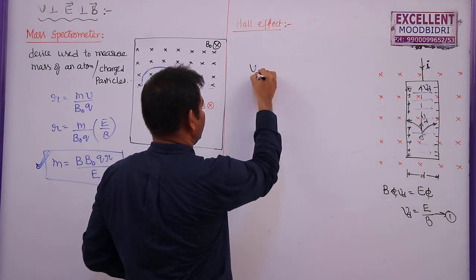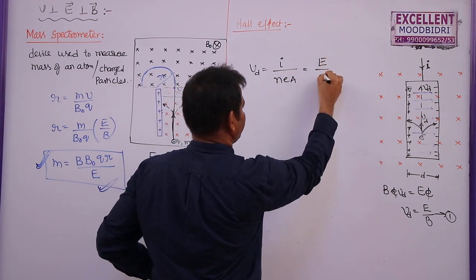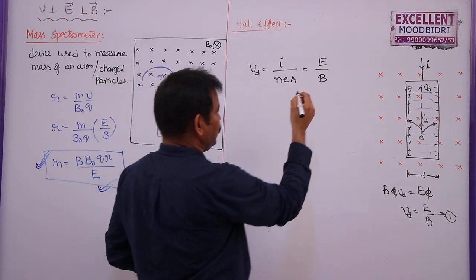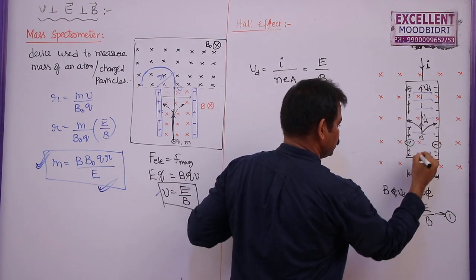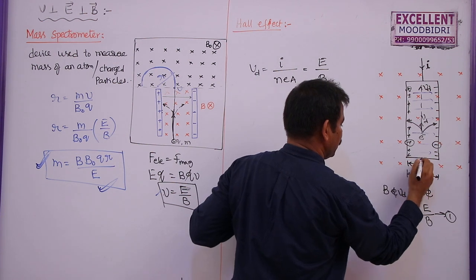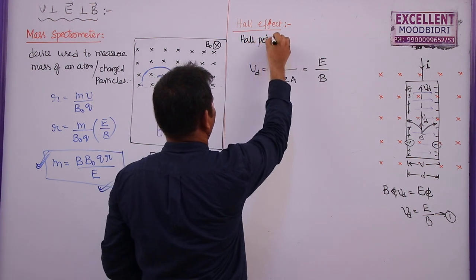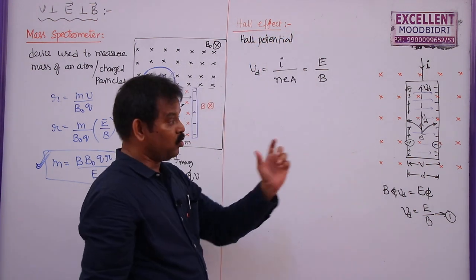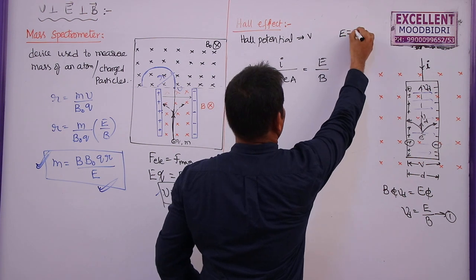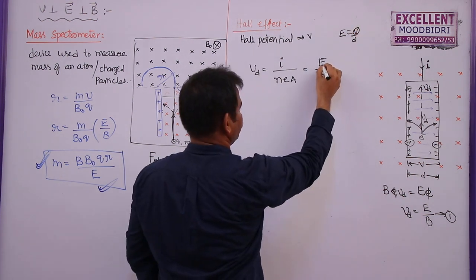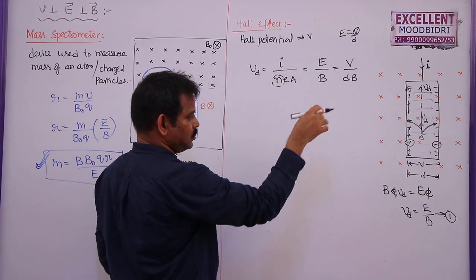Now, we know that the drift velocity can also be given as I by NEA, which is equal to E by B. Now, what is this electric field between these two edges of this strip? We know the potential difference between these two, let us call it V, and this V is also called Hall potential. Hall potential is the potential difference between the two edges of the metallic strip. So this is V. So from this we know E is equal to V by d, and in place of this E we can write V by dB. Here N is the number of electrons in this strip per unit volume.